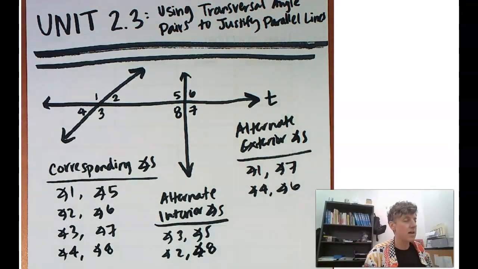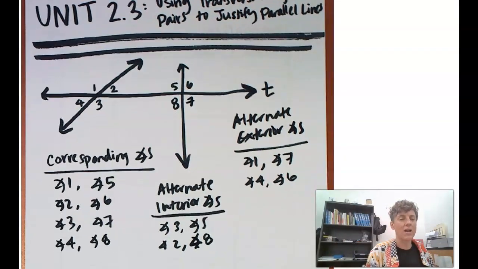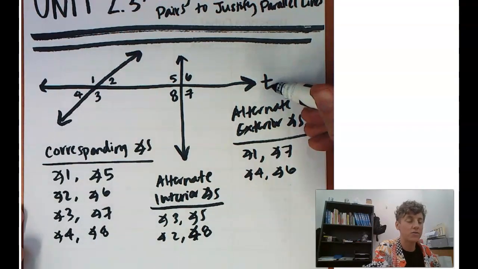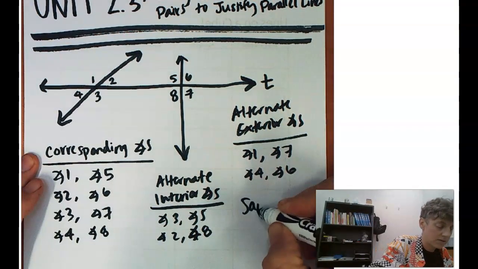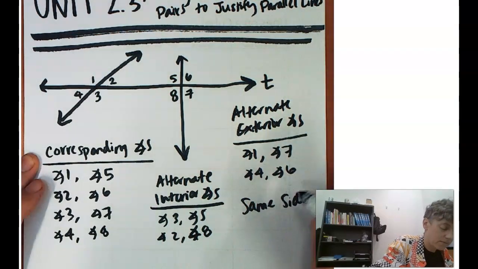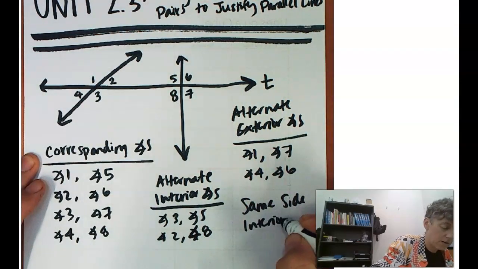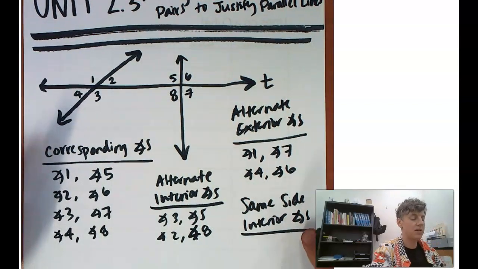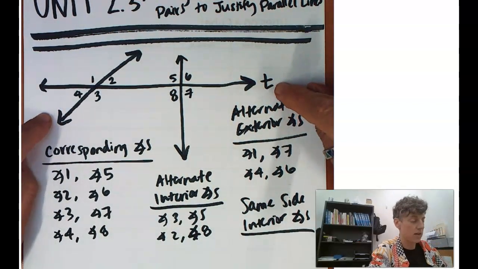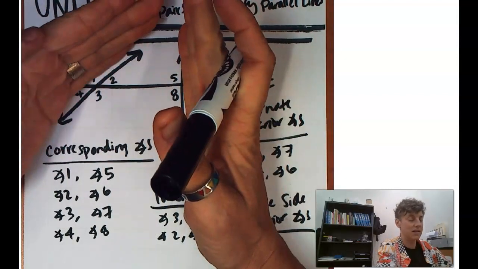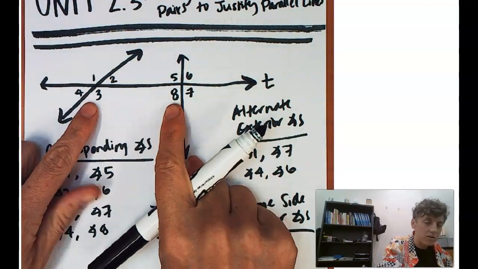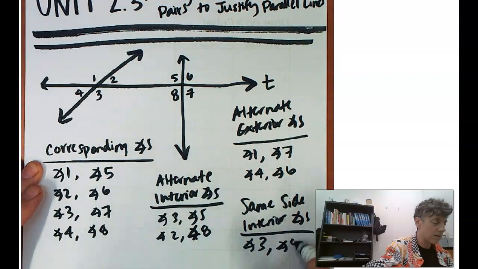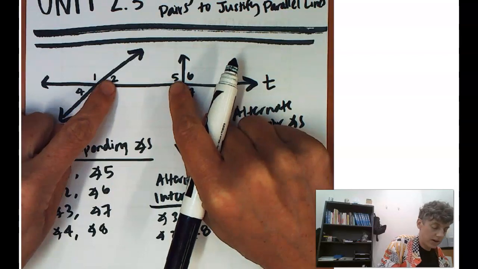All right. And last but not least, we had same side interior. So same side of the transversal. Let me write that down. Same side interior angles. All right. Same side being same side of the transversal, and interior being inside these lines. So same side interiors are 3 and 8. Angle 8. And 2 and 5.